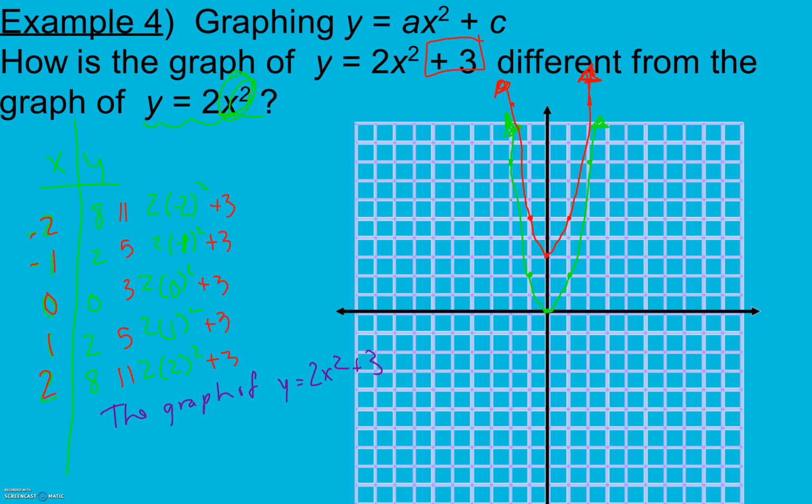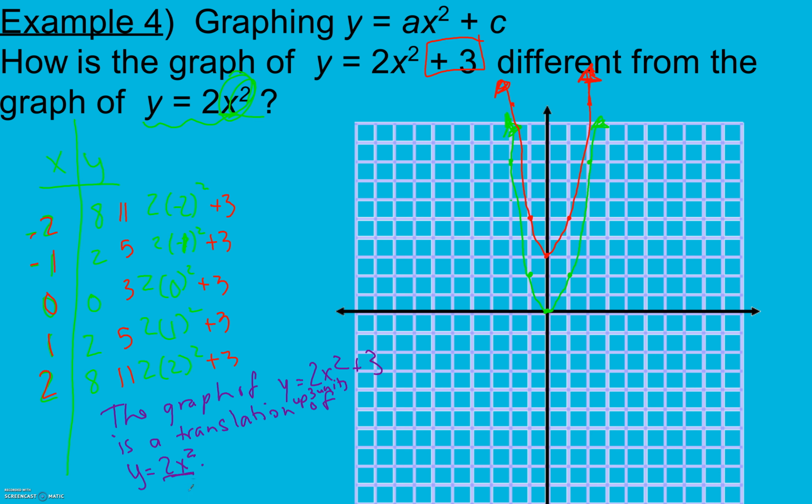So the graph of y equals 2x squared plus 3 is a translation up 3 units of y equals 2x squared. Or you could say the graph of y equals 2x squared plus 3 is the graph of y equals 2x squared translated up 3 units. However you want there, just make sure that we're using both equations so we know how they're compared.